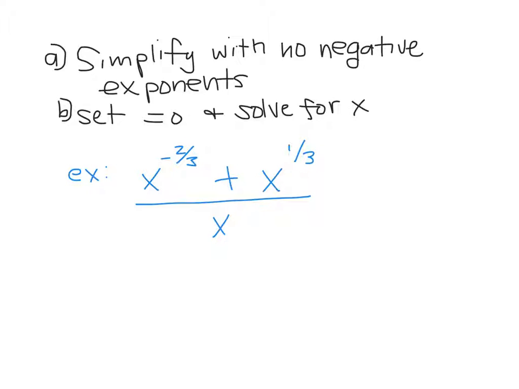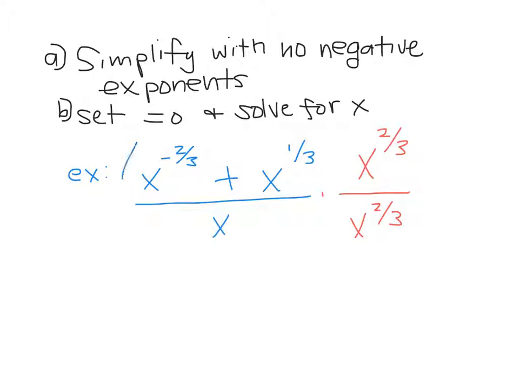So first of all, we want to get rid of those negative exponents. So we're going to use the fact that we can multiply top and bottom by the same thing, and we want to choose what that is. So we're going to want to get rid of that x to the negative 2/3. So if we multiply top and bottom by x to a positive 2/3, all right.